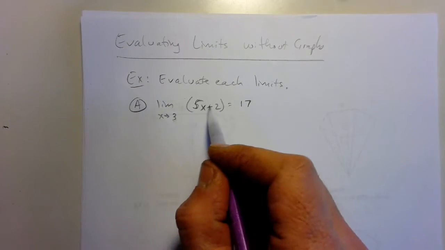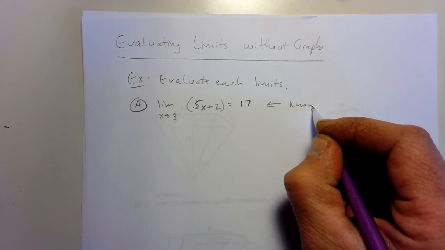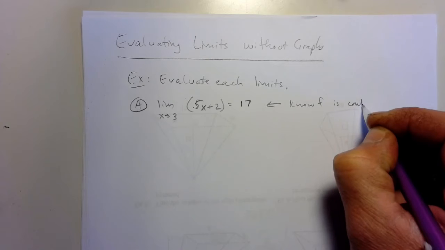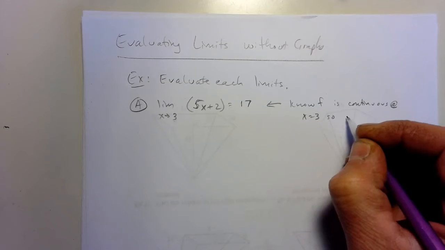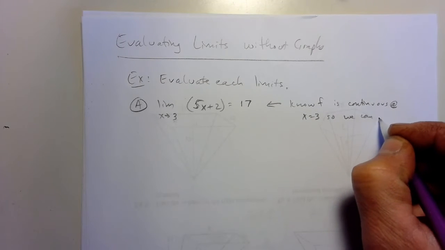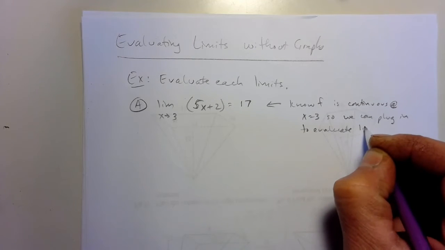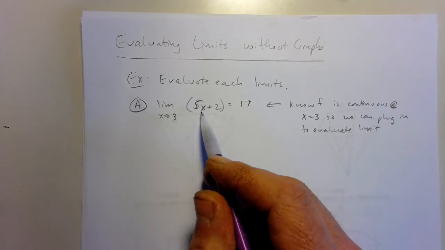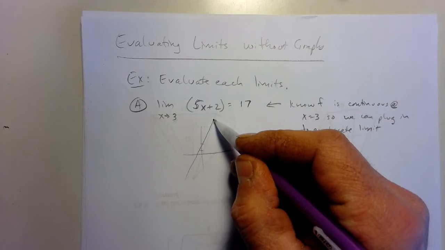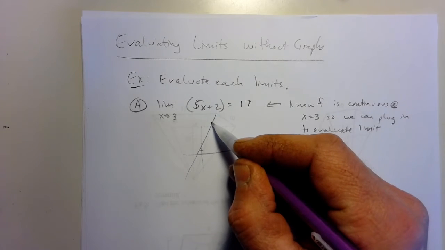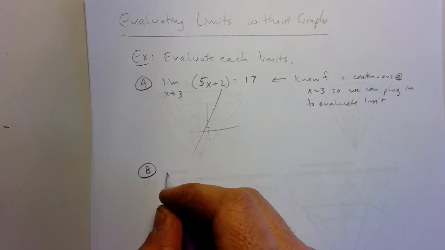So, just doing a straight plug-in: in this case, we know the function is continuous at x equals 3, so we can plug in to evaluate the limit. Because it's continuous, this graph is a line if I were to graph it. At every single point, the limit equals the actual value. We never have to pick up our pencil. There's plenty of limits like that.